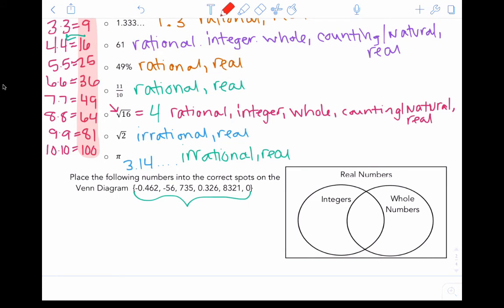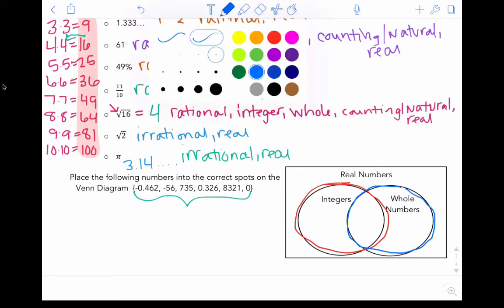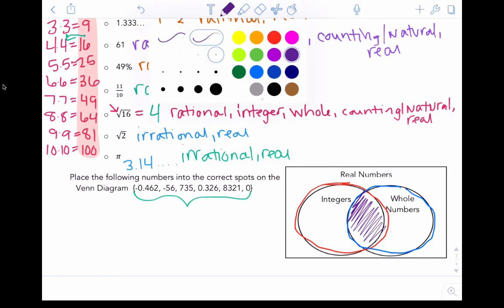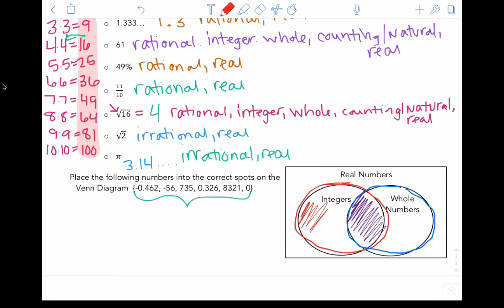I have two circles here. This first circle is the integers. So any number that's an integer is going to land somewhere within that red circle. My other circle is the whole numbers. So if we have a whole number, it's going to land somewhere within that blue circle. So if we have numbers that are integers and whole numbers, we're going to put it here in this overlapping spot. If we have numbers that are only integers and not whole numbers, it's going to land in that red spot. And then if we have numbers that are whole numbers but not integers, it's going to land in the blue spot.